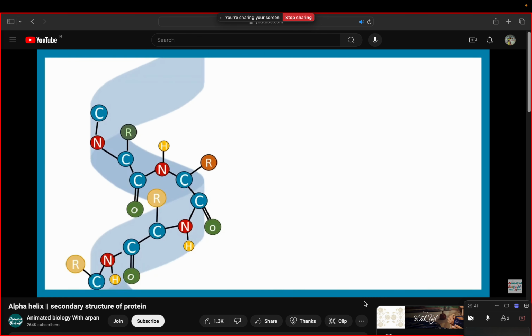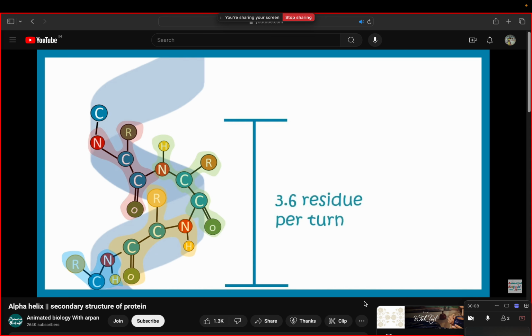So the biggest feature of alpha helix is the helix itself, and it was found by Pauling and colleagues around the 1940s. The alpha helical structure has amino acids in a specific orientation. And obviously you can understand the orientation is in a helix fashion, where almost 4 amino acids are there per turn. 3.6 to be precise. So alpha helix has 3.6 residues per turn of the helix.